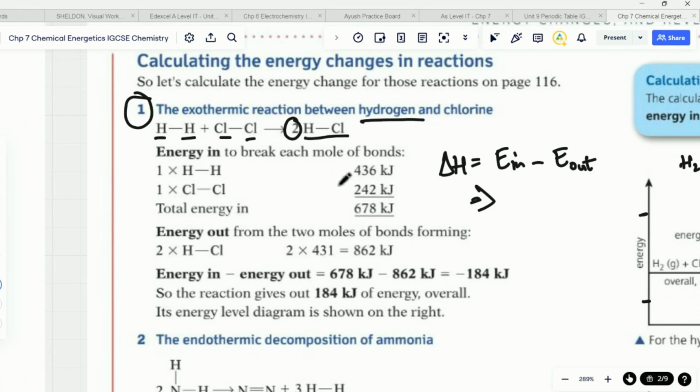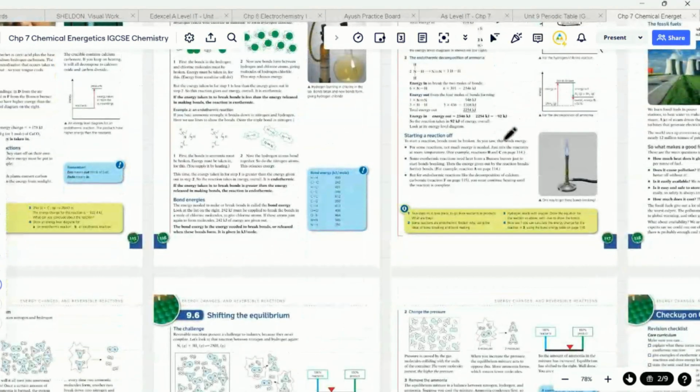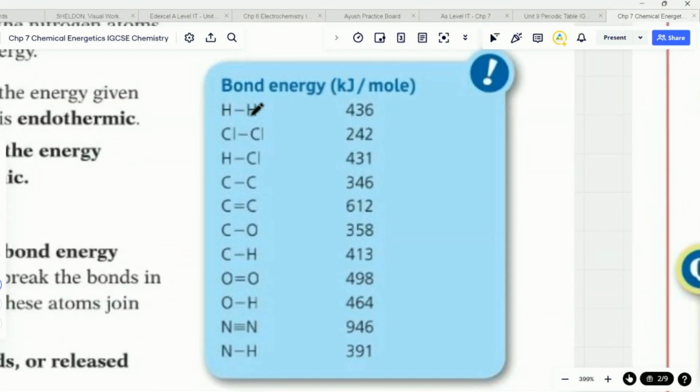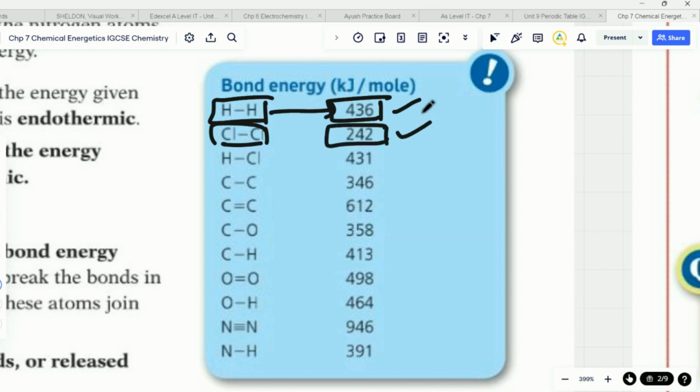One more thing. The energies will be provided to you guys in the exam. So I'll show you this part. On page number 116, I'll show you what the energy is. See this part. This is the important part. How much energy does a hydrogen-hydrogen bond have? Can you see? 436 kilojoules per mole. This is the bond energy of a hydrogen-hydrogen bond. What is the bond energy of a chlorine-chlorine bond? It is 242. I will be needing only these two, not the rest. Oh, I will be needing this as well, HCl. The bond energy for this is 431.